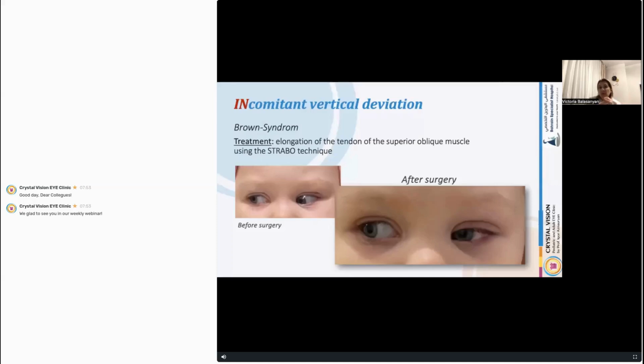In this case, we performed a surgery aimed at lengthening the tendon of the superior oblique muscle. In this photo, you can see the results we achieved after the surgery. As a result of normalizing the function of the superior oblique muscle, the patient was able to adduct the affected eye toward the nose without any restrictions in its movement.